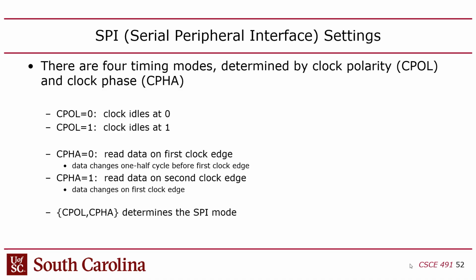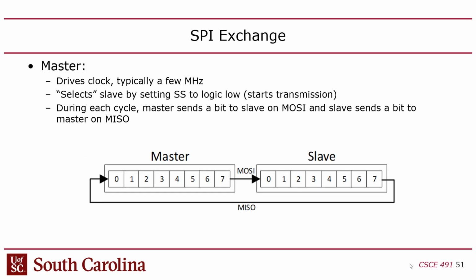But it takes n cycles to do that. Yeah, exactly. So 8 bits would be 8 cycles. Now you could exchange more. You could do 16 bits in 16 cycles. It's always in multiples of 8, though, as far as I know.